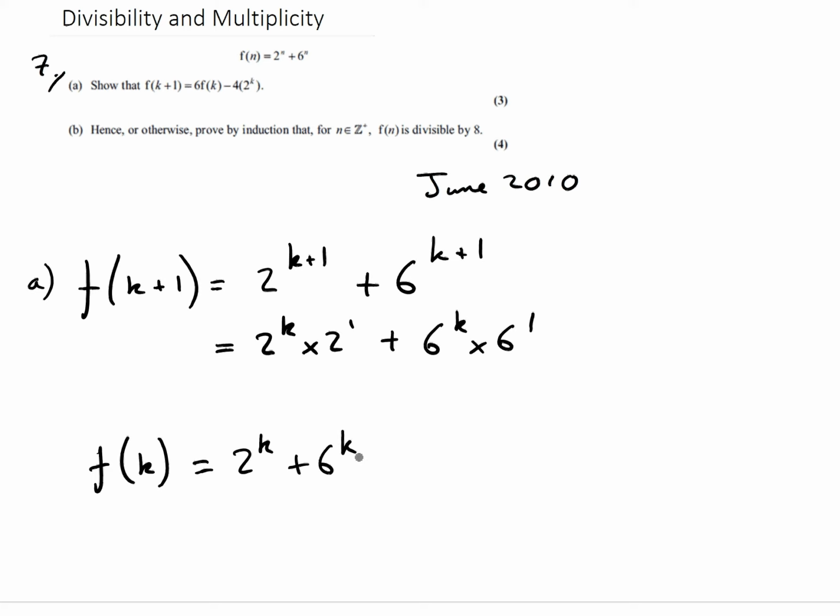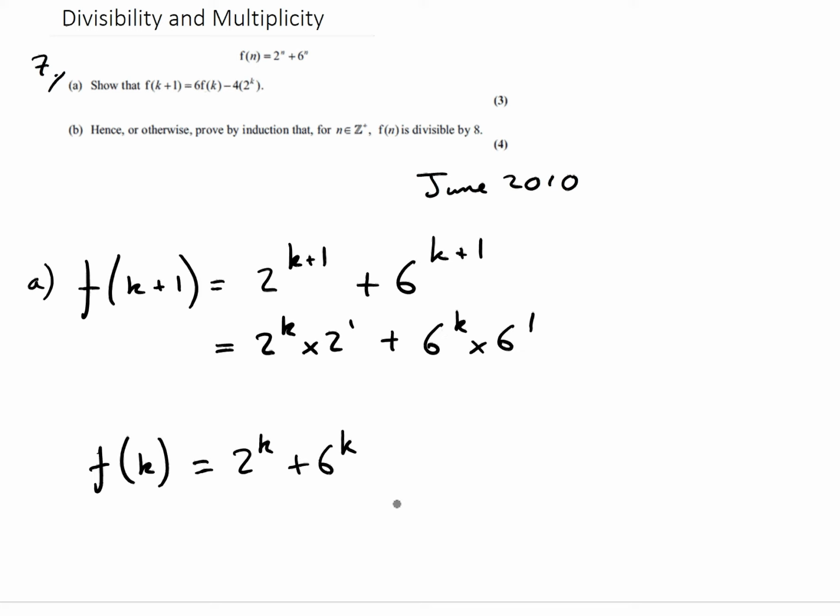Well, now let's compare this to what I've got here again. Now look, I've got 2 to the power of k in here, but I haven't got a 6 to the power of k. Whereas in this f of k plus 1, I've got a 2 to the power of k, which is good, that's what I've got in here. But I have got a 6 to the power of k, whereas I haven't got a 6 to the power of k in here.